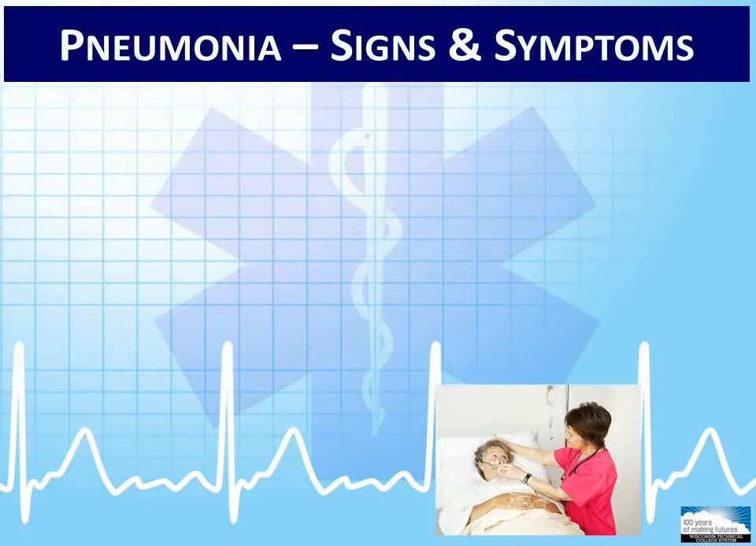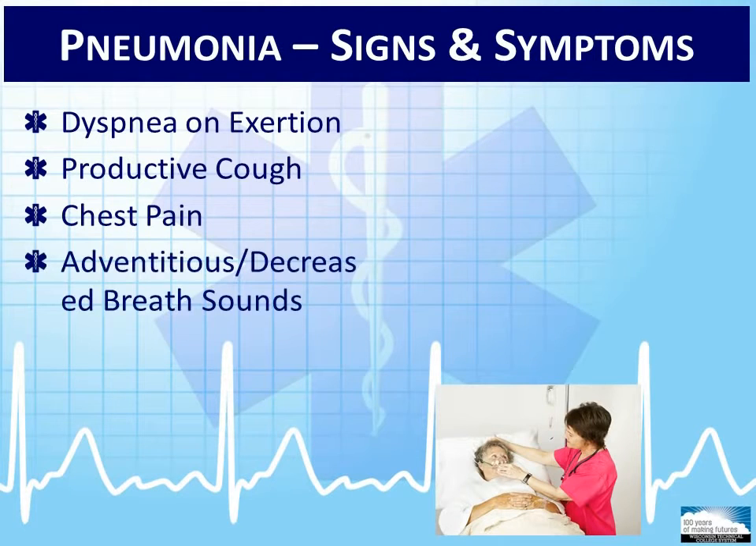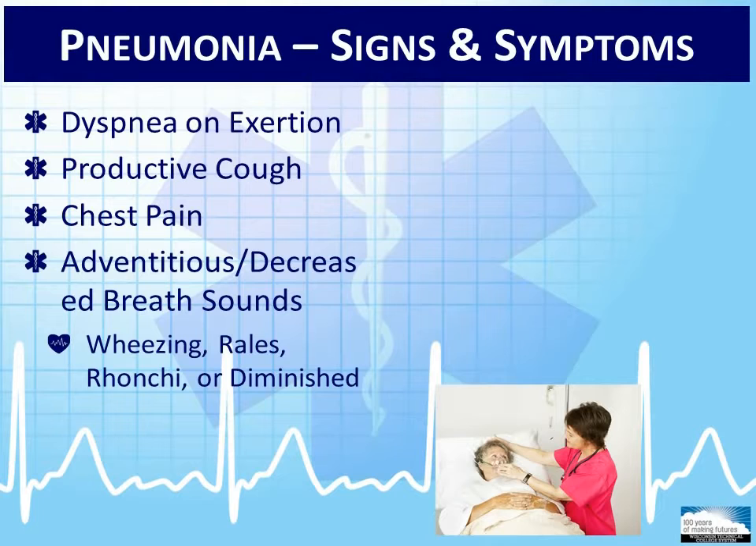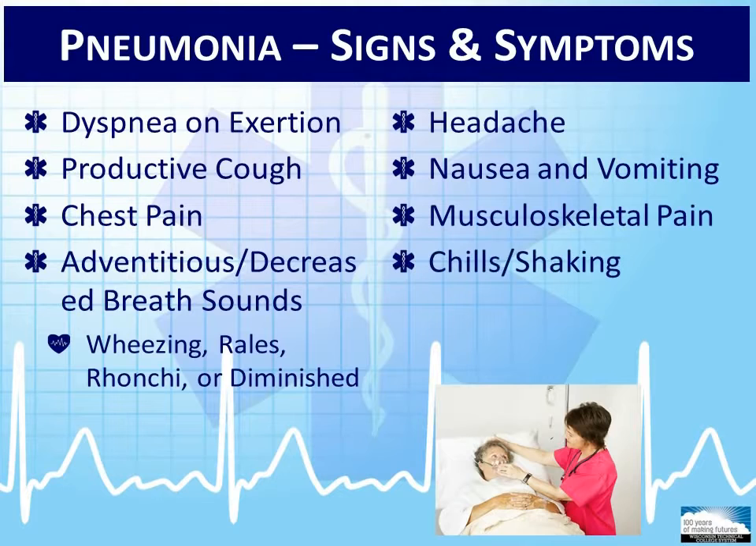Signs and symptoms of pneumonia include dyspnea on exertion, a productive cough with green, yellow, or bloody sputum, chest pain usually described as sharp that worsens on inhalation, known as pleuritic chest pain, adventitious breath sounds such as wheezing, rales, rhonchi, or diminished, headache, nausea, vomiting, musculoskeletal pain, chills, shaking, weight loss, and confusion.